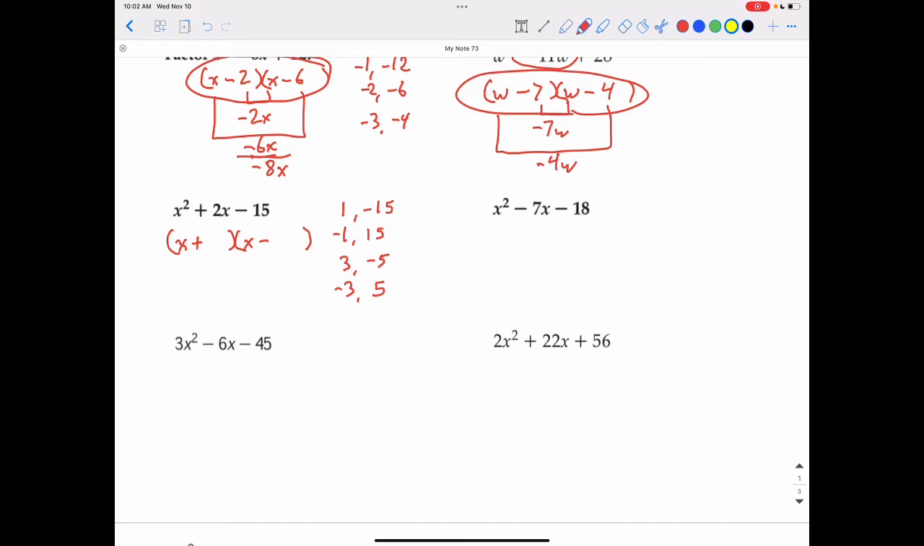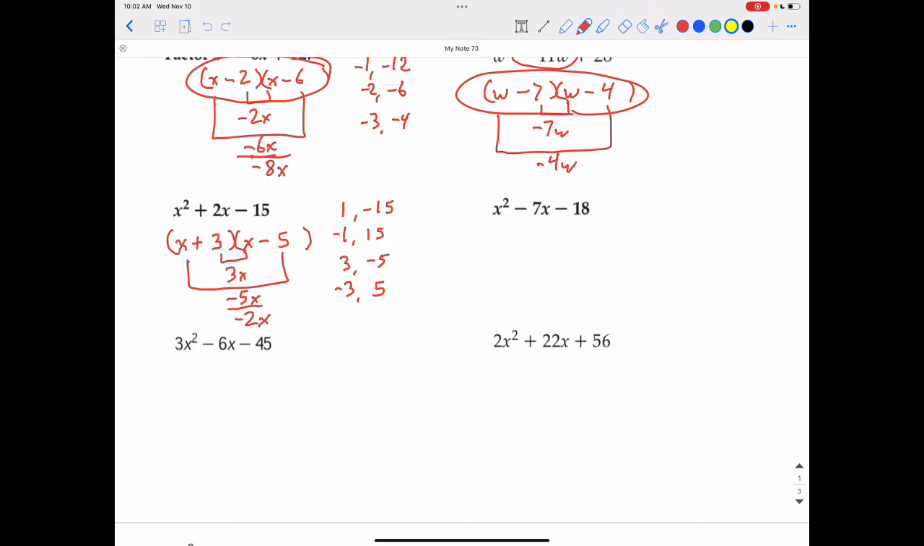So which ones appear to work? Let's try negative 5 and positive 3. The inside terms would be 3x. The outside terms would be negative 5x, and those add up to be negative 2x. But we really need positive 2x, and we came up with negative 2x. So this is actually not the correct factorization. We got the 2 right, but we have the wrong sign.